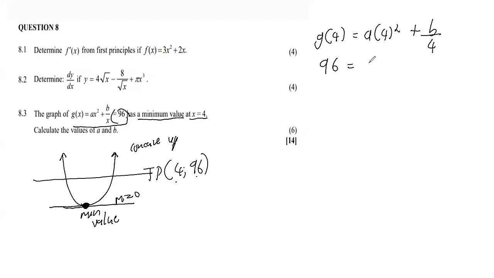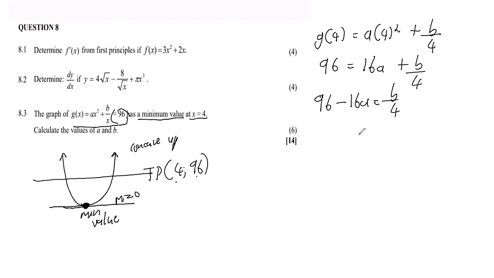Then what is 4 squared? 4 squared is 16. So we have 16a here. Then plus b over 4, right? Now at this point, we want to make b the subject of the formula. So what can we do? We can just try to take this 16a over to that side. So we have 96 minus 16a is equal to b over 4. At this point, we can try to cross multiply with that 4 there.